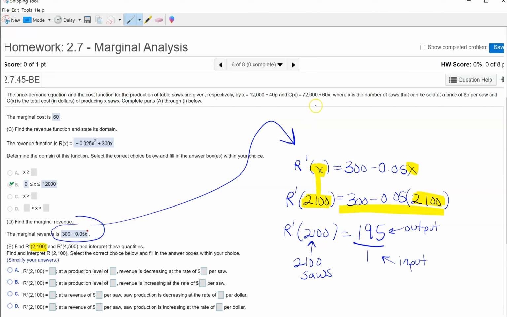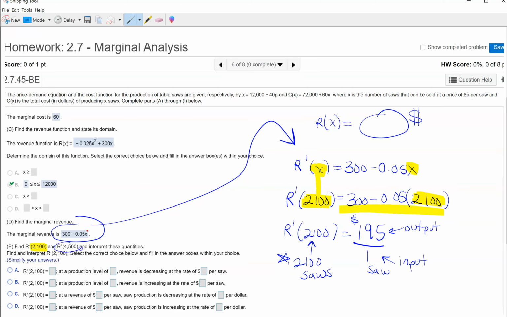So revenue, think back to your revenue function. When you input number of saws into your revenue function and you follow the rule, you're getting a dollar amount out. So my output is $195 per my input was number of saws. So my revenue is increasing $195 per each additional saw that is made and sold. And that's only happening at a production level of 2,100 saws.